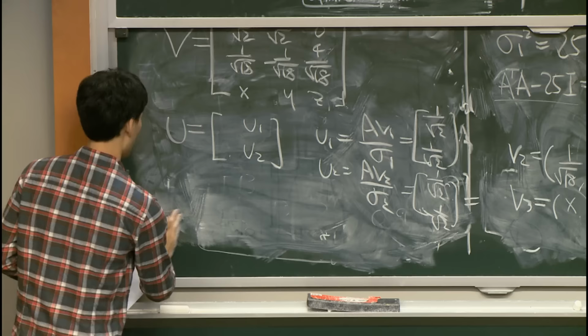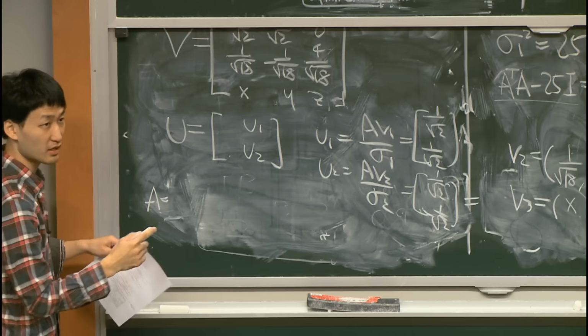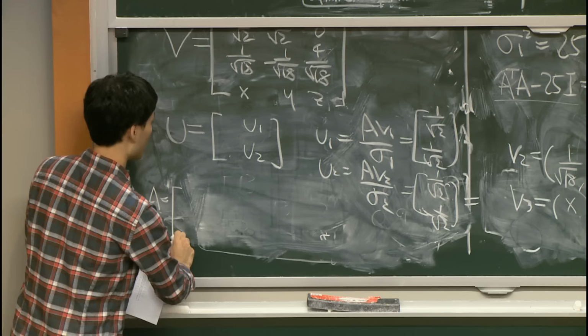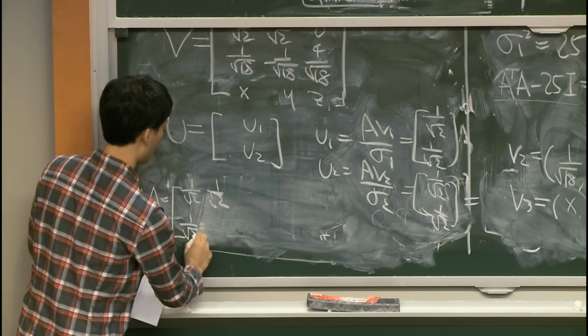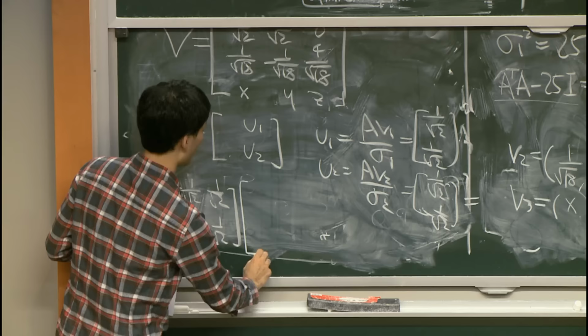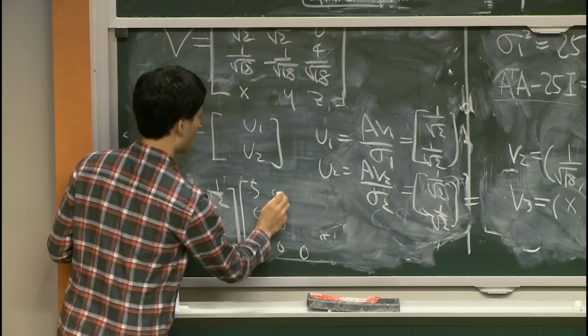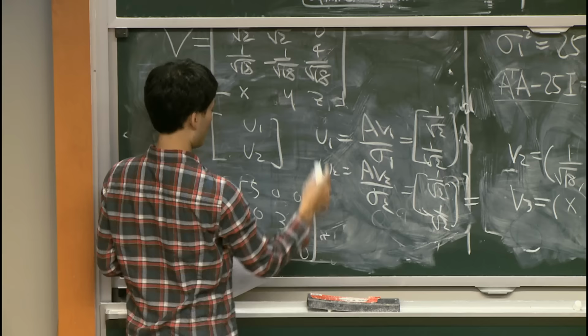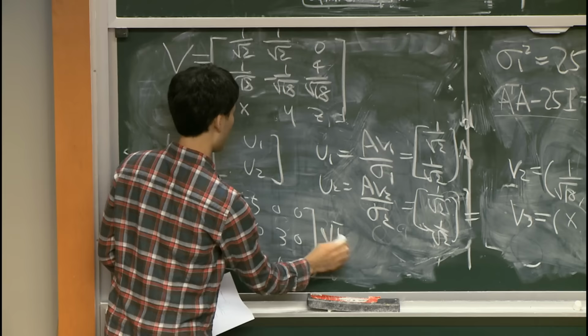So now, this decomposes A into a U sigma V transformation. So U is given as 1 over square root 2, 1 over square root 2, 1 over square root 2, minus 1 over square root 2. Sigma was 5, 3, 0. And V is this. So V transpose is just the transpose of that. I'll just write it like that, where V is that. Okay. So we have this decomposition.